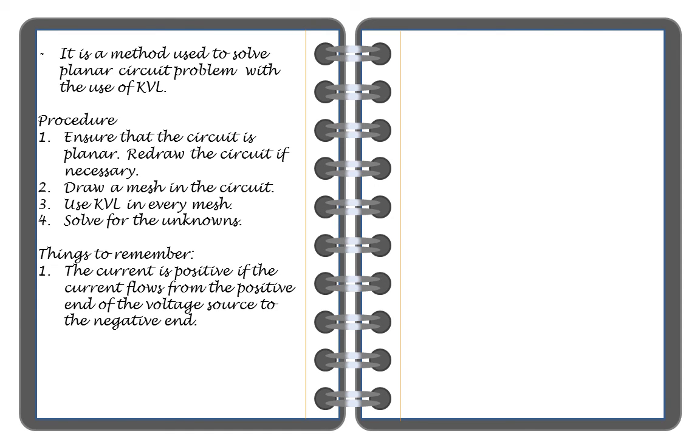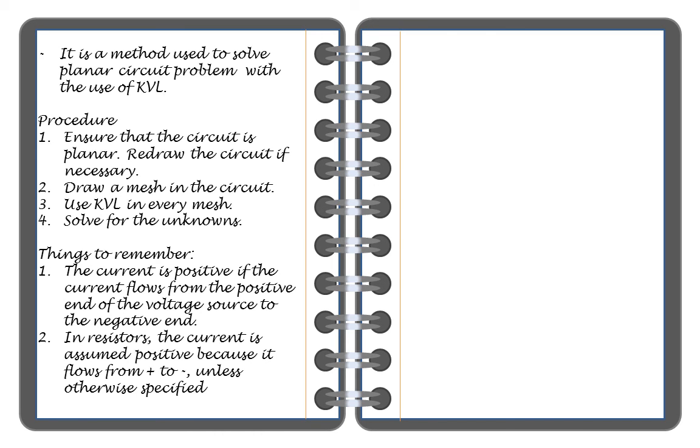The first thing is the current flow. If there's a voltage source in the circuit and the current enters the negative side of the voltage source, then in your KVL the value of the voltage will be negative. If it's entering the positive side of the voltage source, then the value will be positive. And as a rule of thumb, in a resistor it is always assumed that the current enters the positive side, unless otherwise stated or specified on the circuit itself.